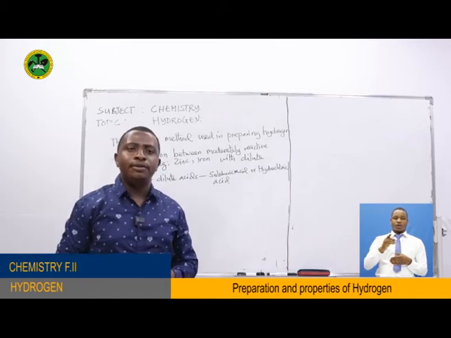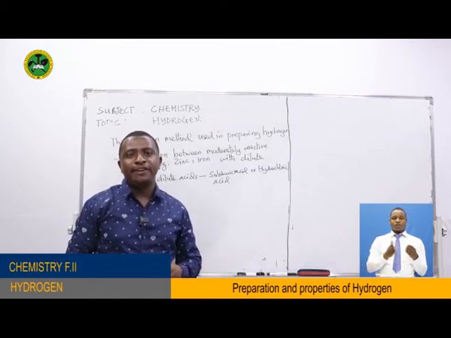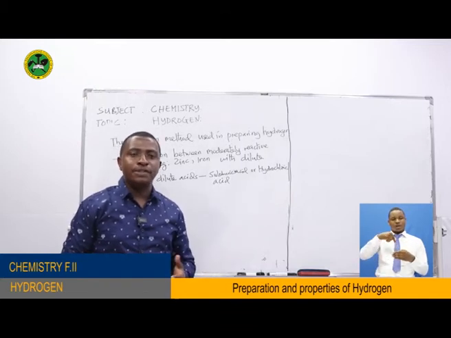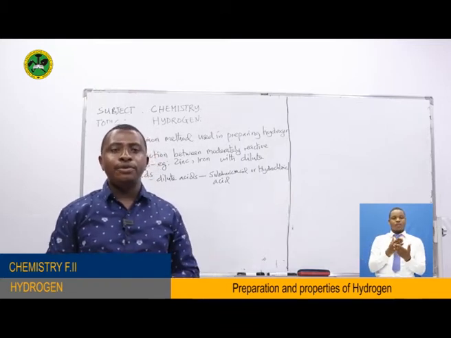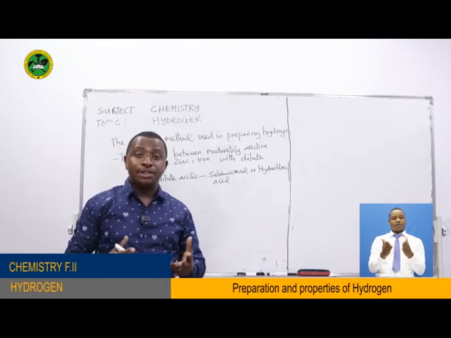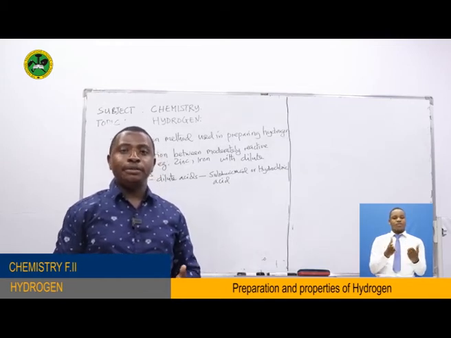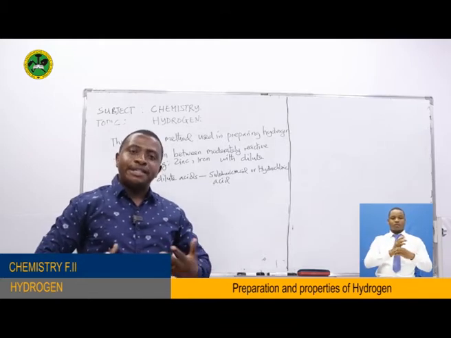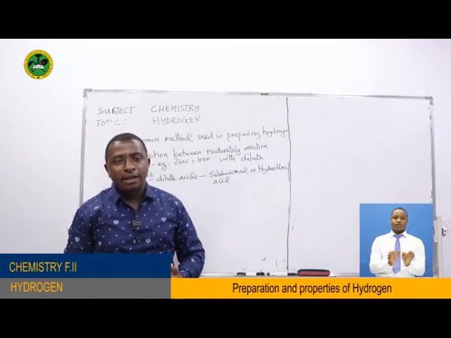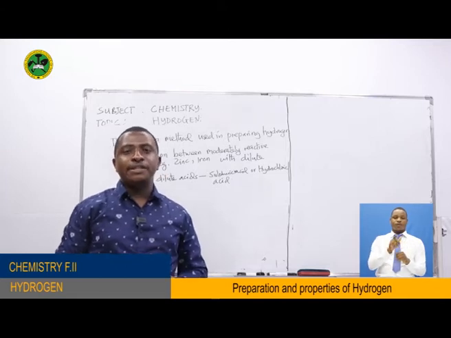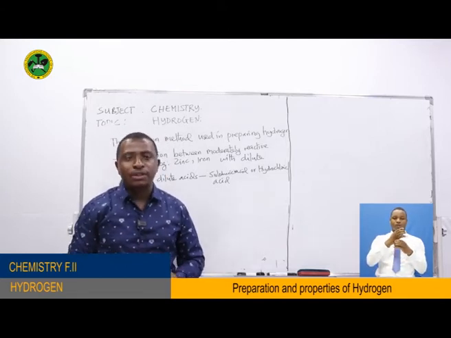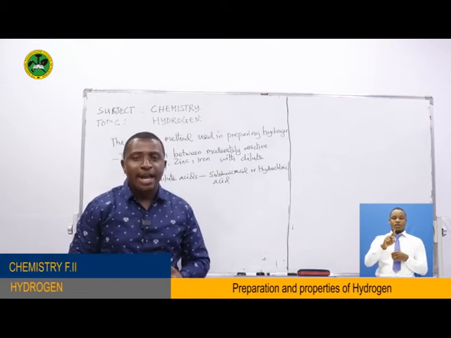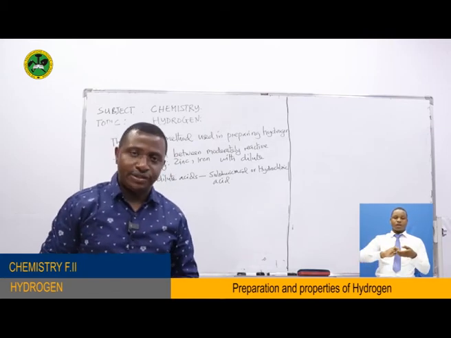This kind of method is very much preferred in the laboratory because it is a safer method and it is the cheap method of preparing hydrogen in the laboratory. But specifically, most of the scientists do prefer to use the reaction between zinc and dilute acids.